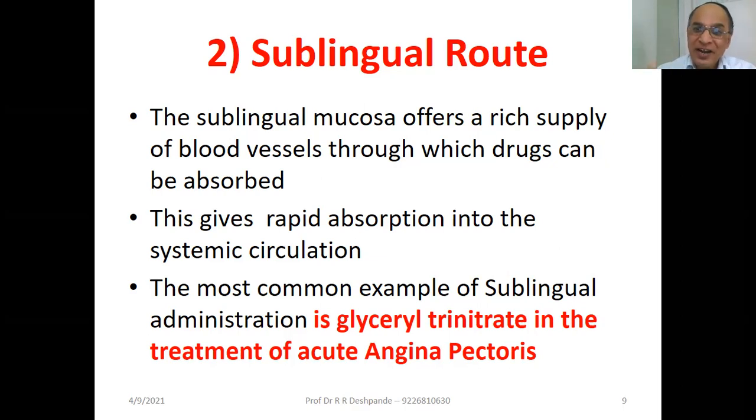If the patient gets relief after rest and a sublingual glyceryl trinitrate GTN tablet, then that can be the angina pectoris problem. If the patient is not getting relief after rest for 5 minutes, after taking the sublingual GTN tablet, then there may be some other cause for the chest pain.